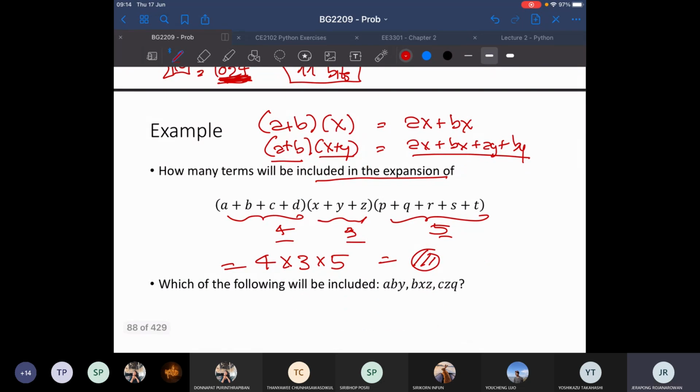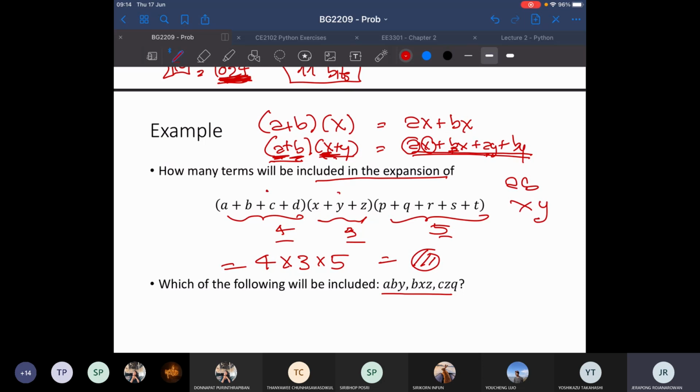And the next question is, which will be included among all this? As you can see from the one that we try, you're going to get A and then you're going to get X, right? So you get one of this and then one of this. Bx, you get one of this and one of this. Ay. See, you are not going to get ab, you are not going to get xy, right?